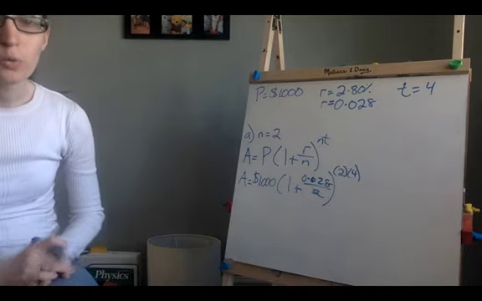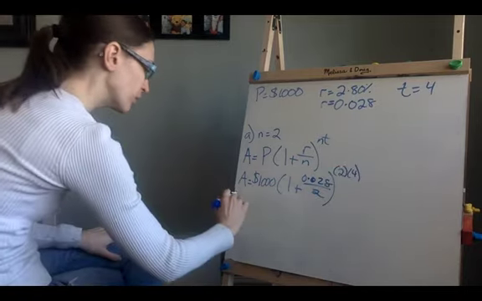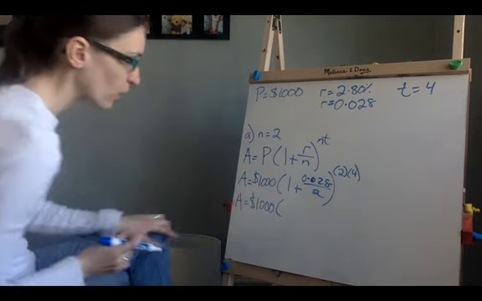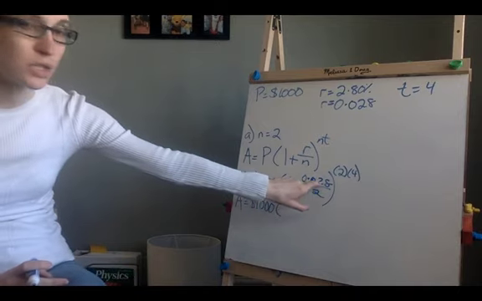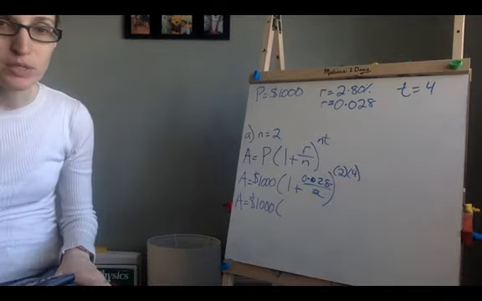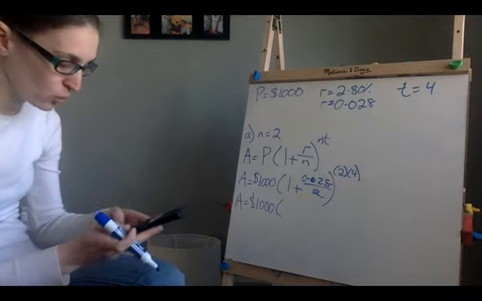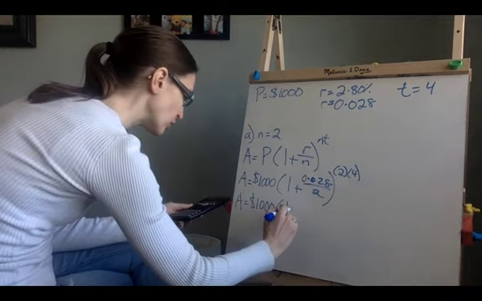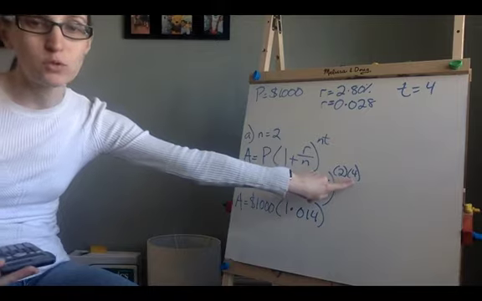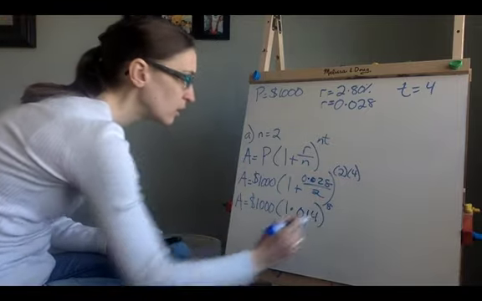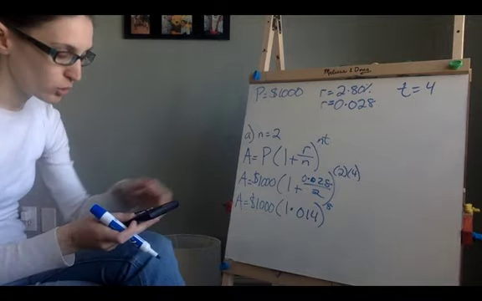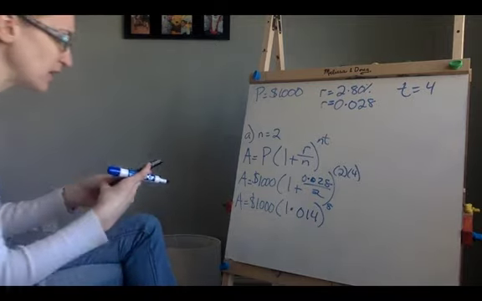Okay, so we can combine a couple of steps here. I won't show as many as the last one. What I can do here is 0.028 divided by 2, which gives me 0.014, and then add it to 1. Altogether that's 1.014, and then that's to the power of 2 times 4, which is 8. Remember you have to do the exponent first, so you would do 1.014 to the power of 8.